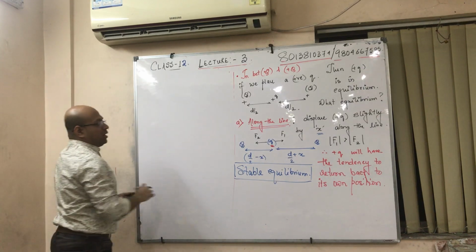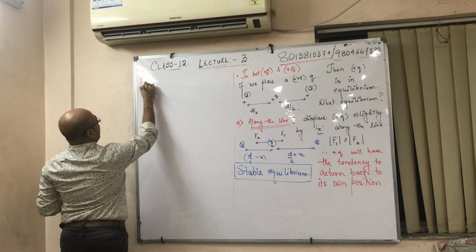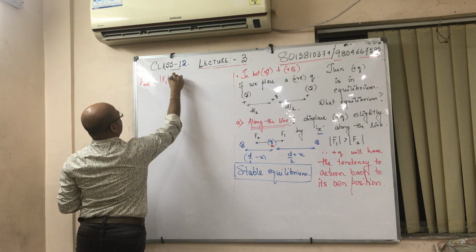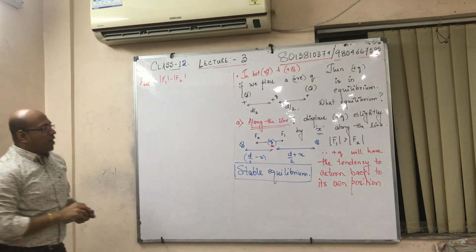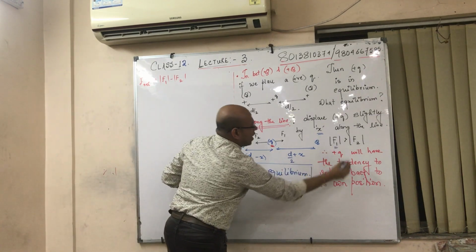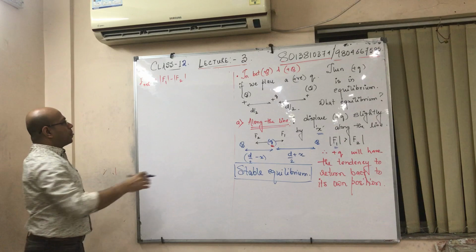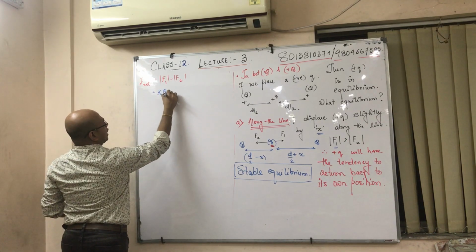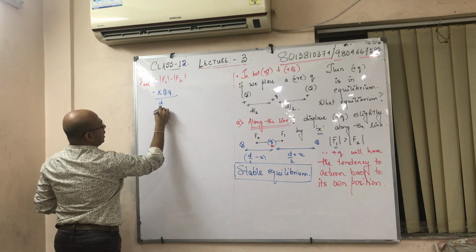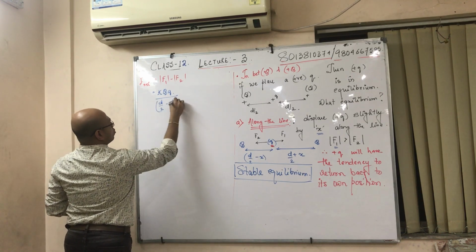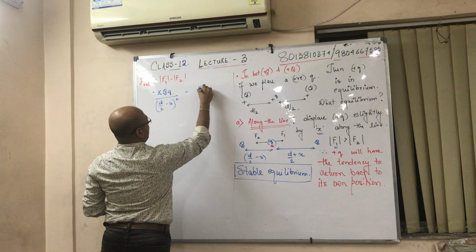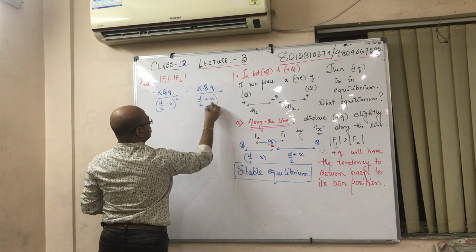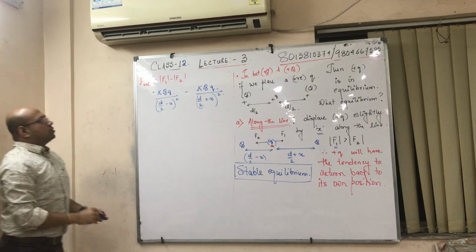Now once we have done, let us find what is the F net. F net means it is F1 minus F2. We have already stated the mod of F1 is greater than the mod of F2. So can you do it for us? Say K big Q small q, it will be d by 2 minus x whole square minus K big Q small q d by 2 plus x whole square. So check it out.